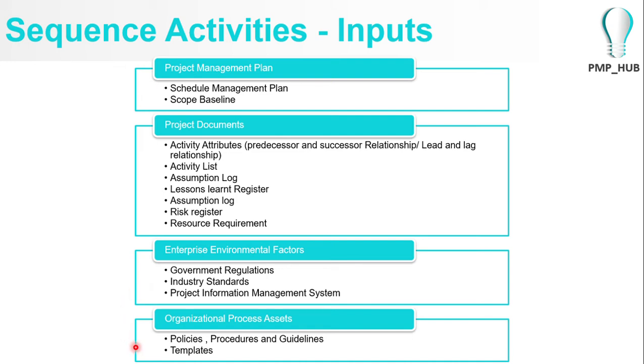And also organization process assets, such as any policies, procedures and guidelines on sequencing activities that are used in your organization, and also any templates that you use in your organization for sequencing activities, will be an input for this process.